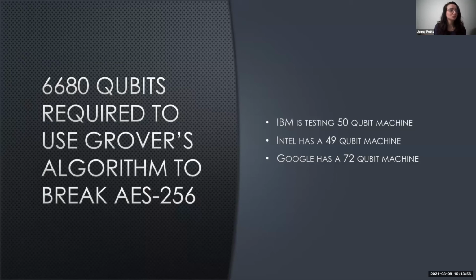So as you can see from the numbers on there, it takes 6,680 qubits to use Grover's algorithm to break AES 256. At the moment, IBM are testing a 50 qubit machine. Intel has a 49 qubit machine and Google has a 72 qubit machine. I haven't updated these figures. These are around 2 years old, but I don't think they're anywhere near 6,000 yet.